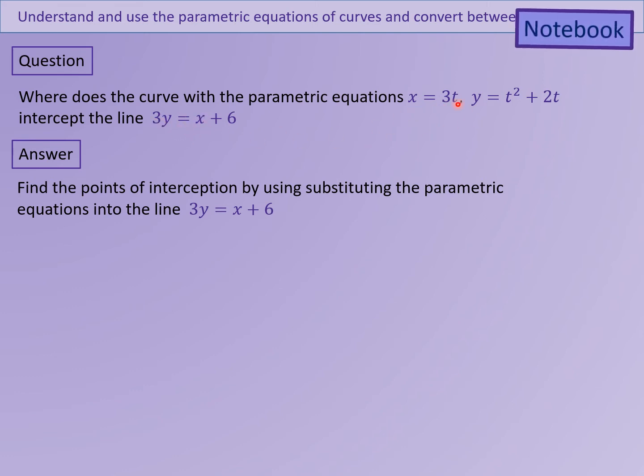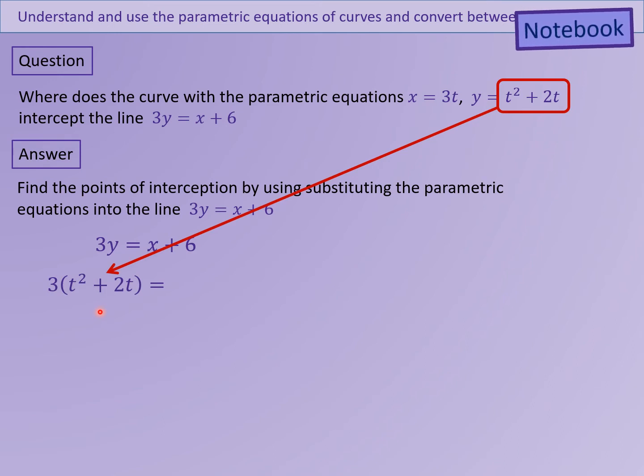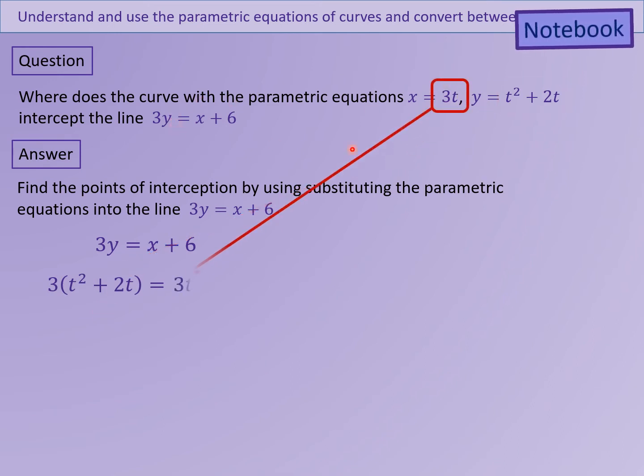When these two cross, the x value equals 3t, so that x value there will equal 3t. When these two lines cross, the y value equals t squared plus 2t, so I can replace it into there. That's the easiest and most efficient way of solving an intercept between a parametric and a Cartesian, just substituting them in. So what do I end up with? 3y equals x plus 6, that's my starting position. I take that y value and substitute it in first. I then take the x value, 3t, and substitute it in there. So I've replaced the y and I've replaced the x.